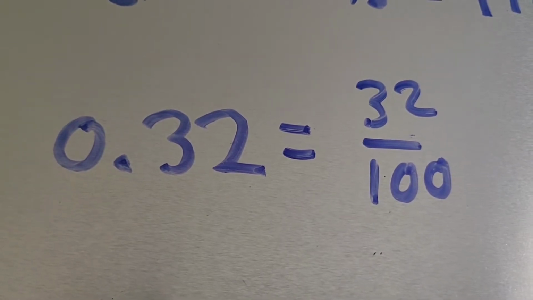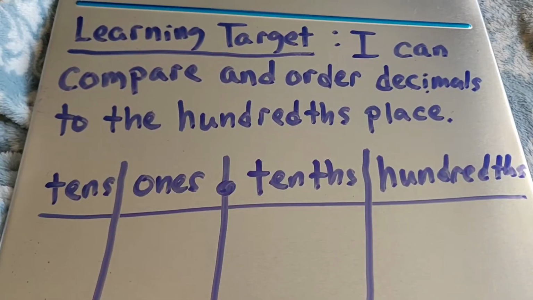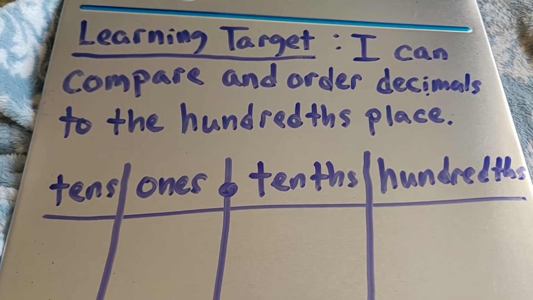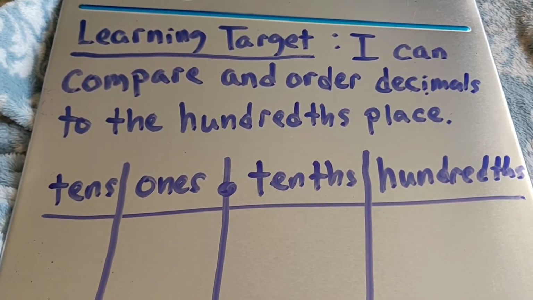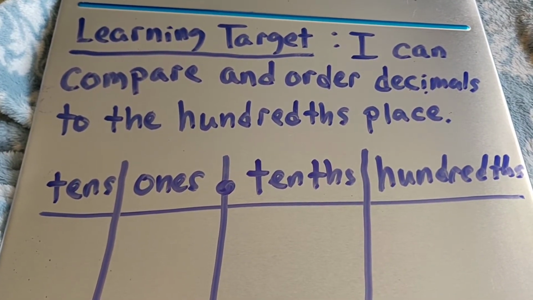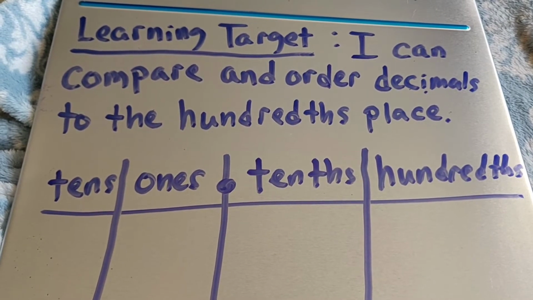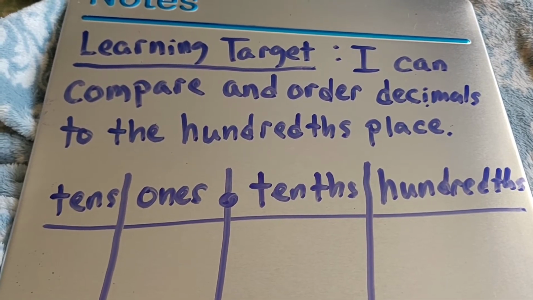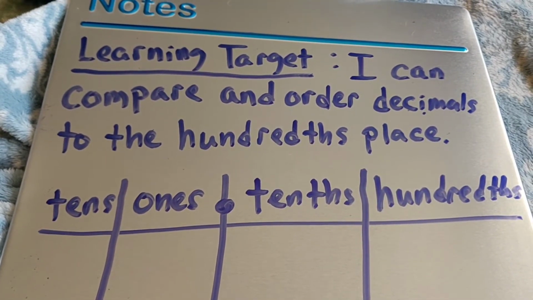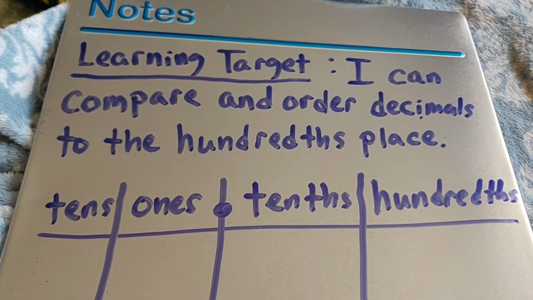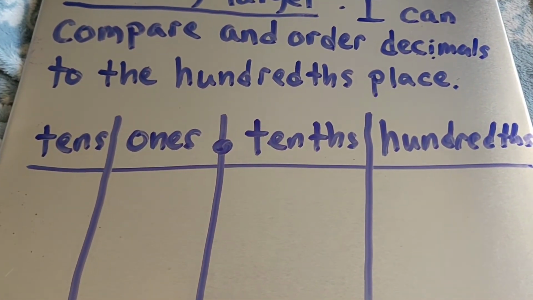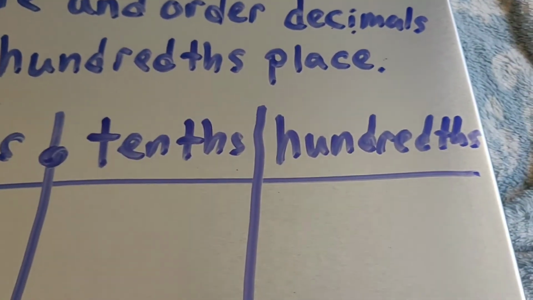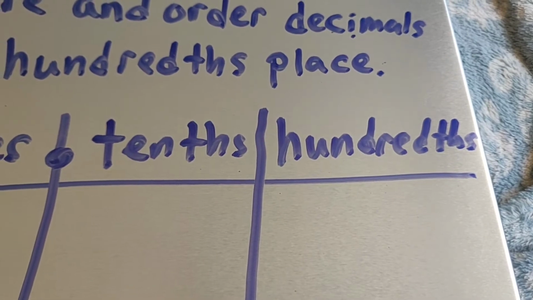It's still 32 hundredths. And even though in the lesson from this past Monday, you were able to express decimals to the thousandths place as fractions, we're just going to be working up to the hundredths place, which is the 4th grade standard, at least for today. And when we say I can compare and order decimals to the hundredths place, that means that we might find fractions that are in the tenths place, and we might find fractions that are in the hundredths place. That's what to the hundredths place means.